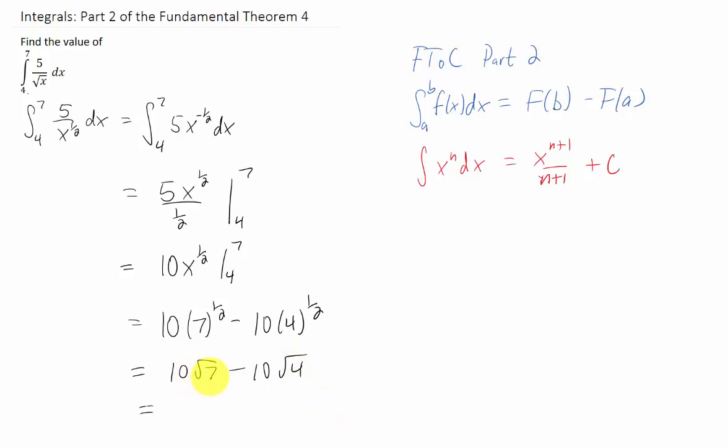The square root of 7 doesn't reduce at all. The square root of 4 does turn into a 2, and then when we multiply by 10, we get 20. And that is going to be our final answer for this problem.